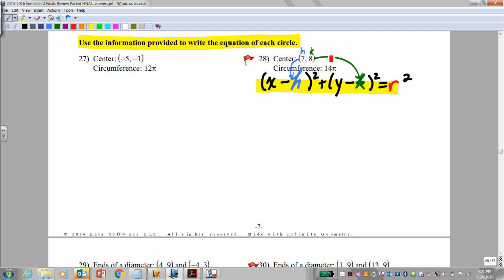Then we take a look. Whoops, we don't exactly have a radius. Let's see what we do have. We do have circumference equals 14 pi. And let's see what else we can do with that. We know circumference is C equals d pi. You can see now our diameter is 14. You're going to use that to find your radius and then clean it up a little bit.